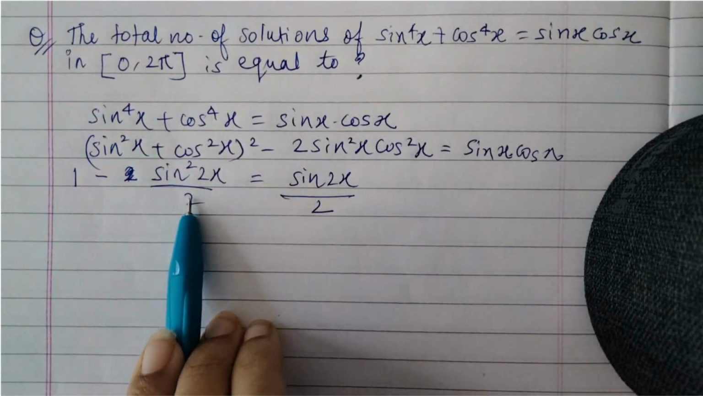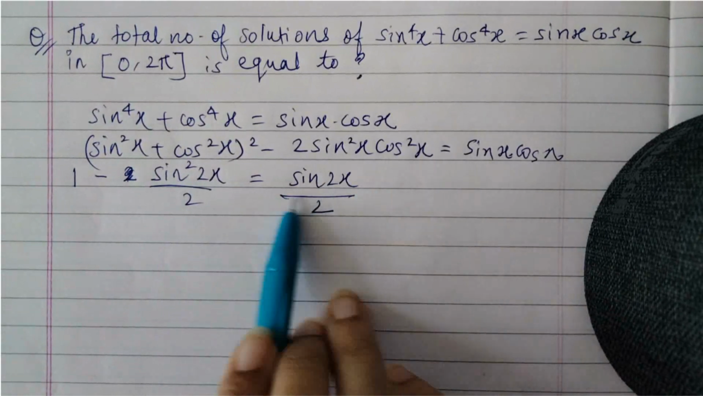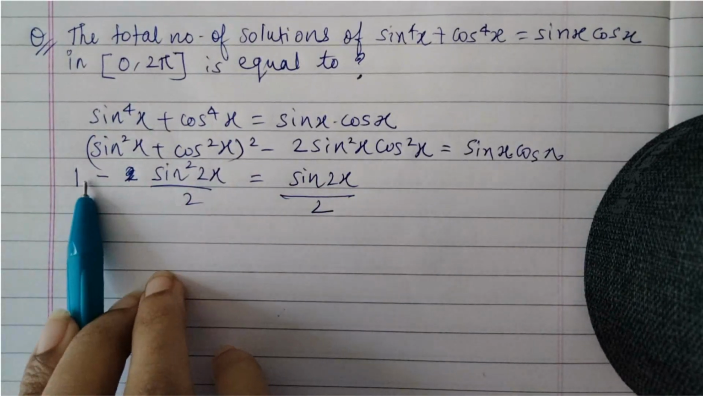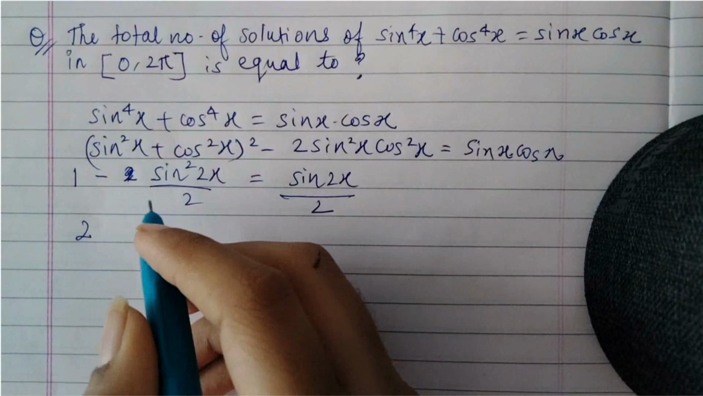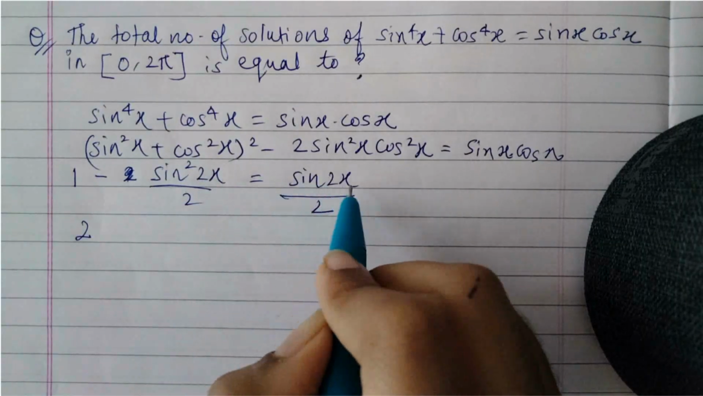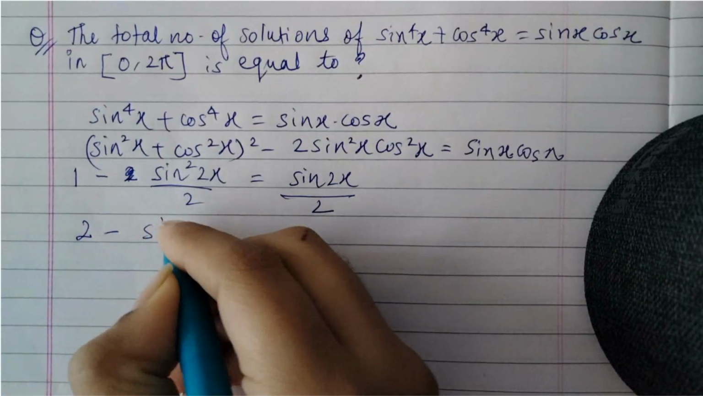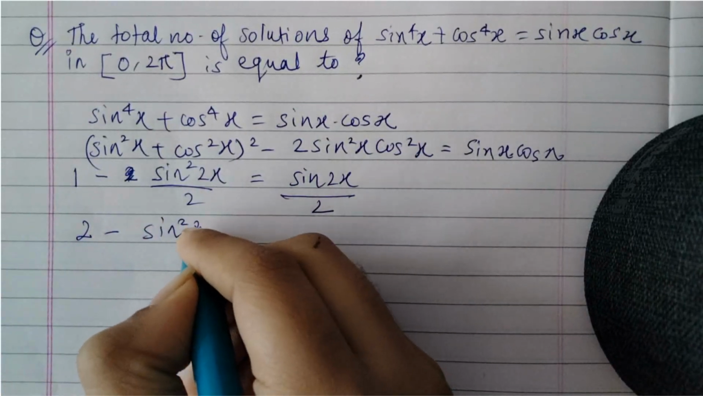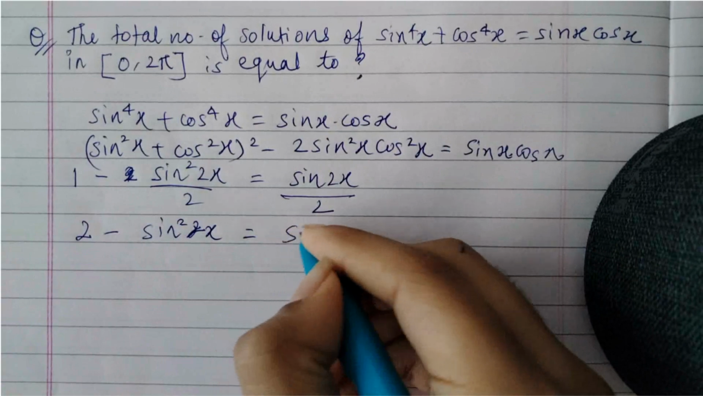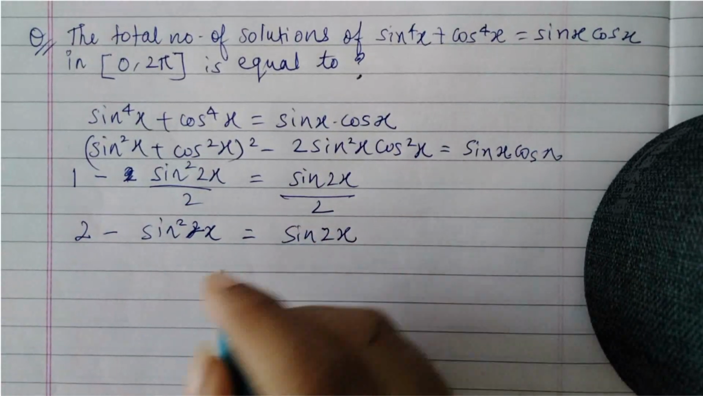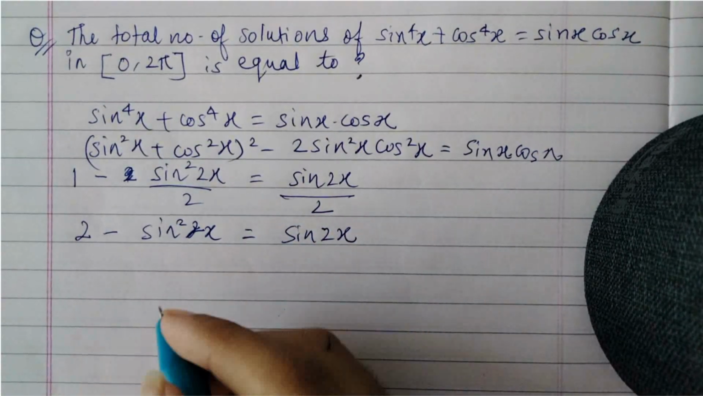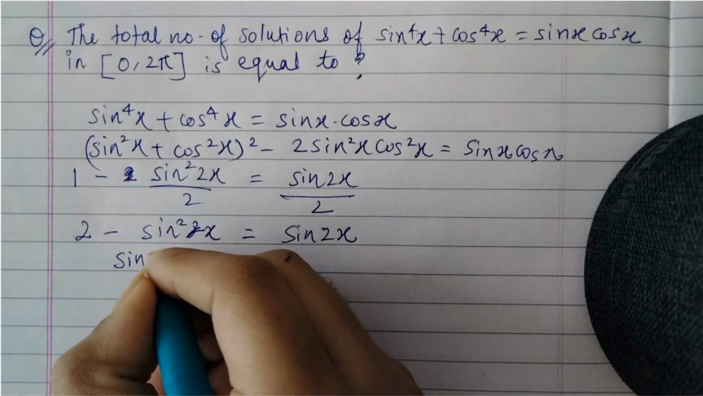So let us take this 2 in the denominator to the numerator, so let us multiply by 2 on the LHS and RHS. So this will become 2 − sin²2x = sin 2x. So this is forming a quadratic equation. So let us solve it.